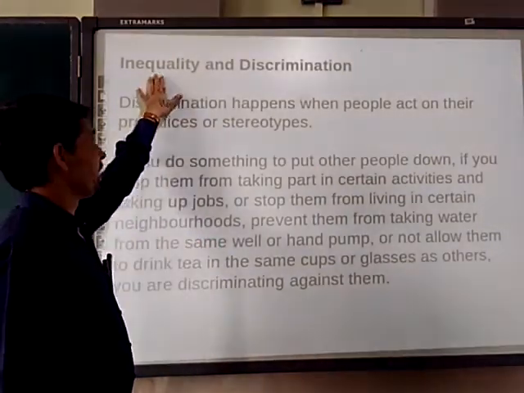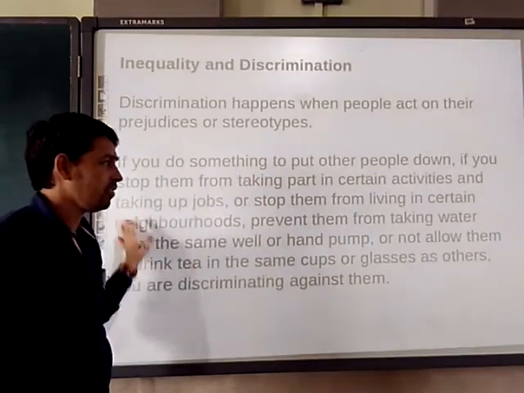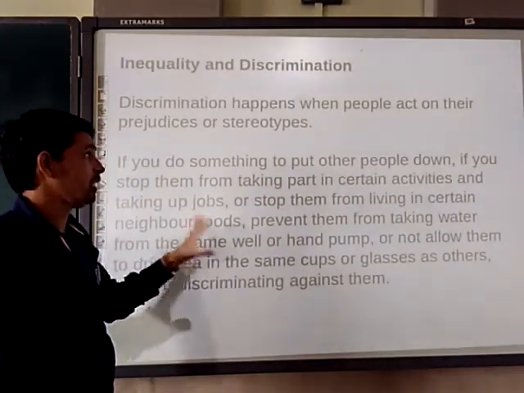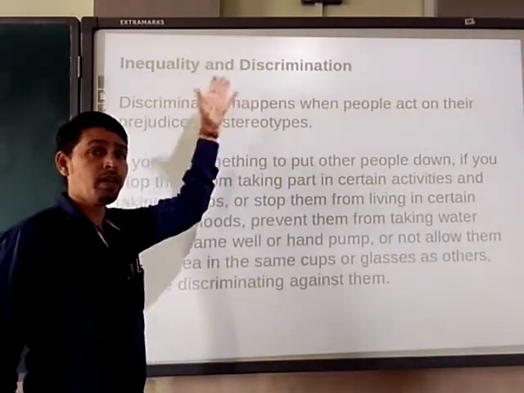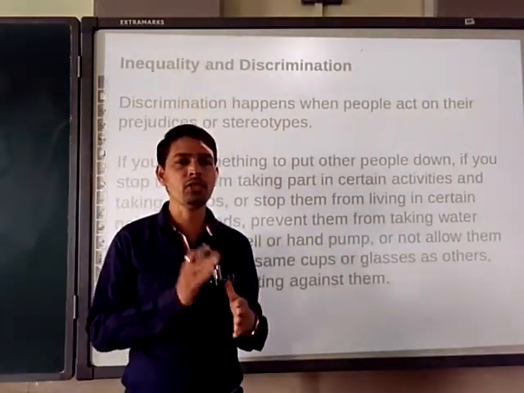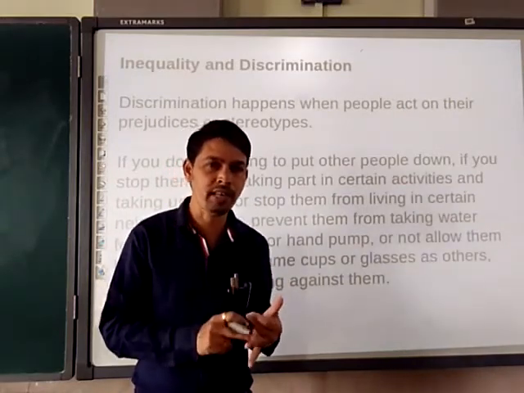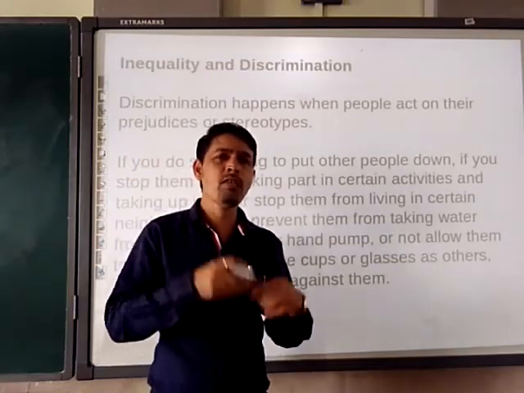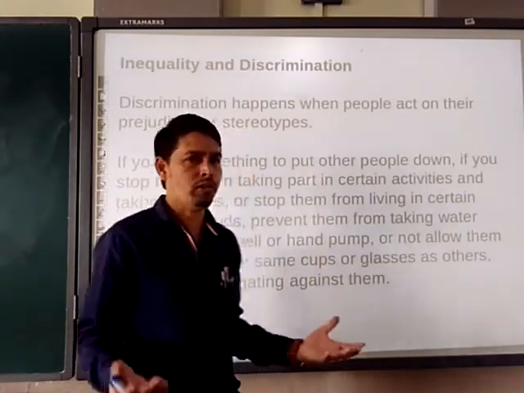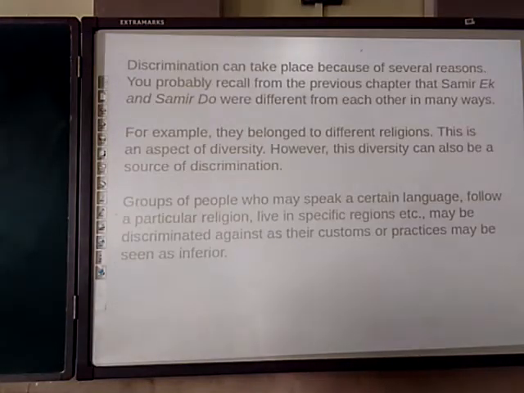Here the topic is inequality and discrimination. By hearing and reading this paragraph, you understand what inequality is and what discrimination is. People discriminate against one another on the basis of their caste, religion, region, language, food habits, culture, and so on. Next, discrimination can take place because of several reasons.